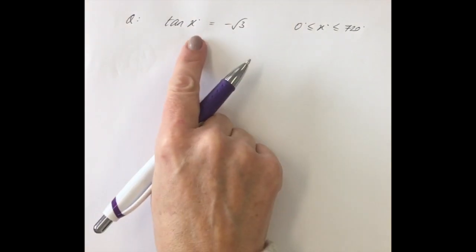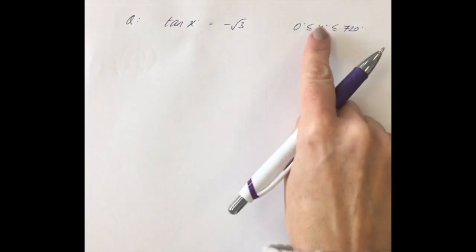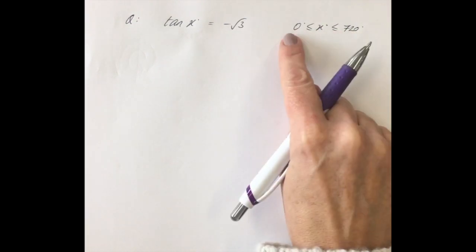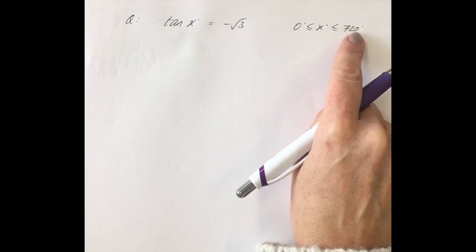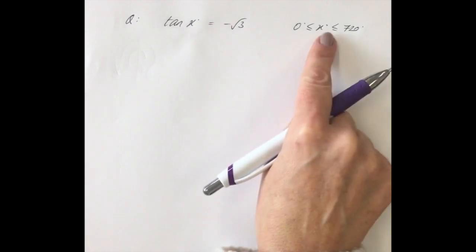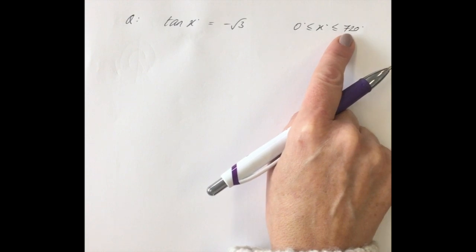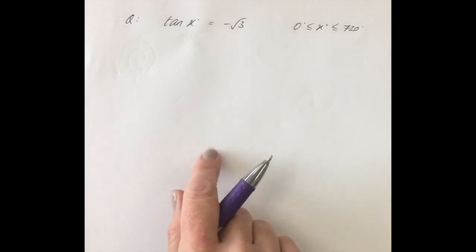Okay, let's try this example. Tan x is equal to minus root 3. This time again, we've got a range 0 to 720 degrees. Watch out for that. We've got a negative. Watch out for that. And one little thing I want to highlight here. Obviously, we've got our range more than our usual 360 degrees. So again, you're still going to get your two main solutions first.